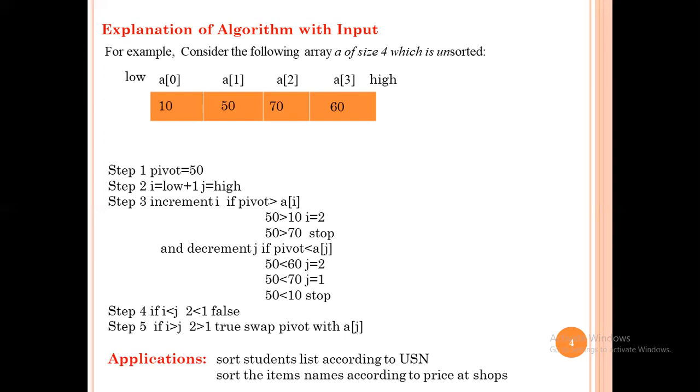The application of quicksort is to sort a student list according to USN. We can use quicksort. Sort the item names according to price at the shops. We can use quicksort. Now we'll see the execution of the algorithm.